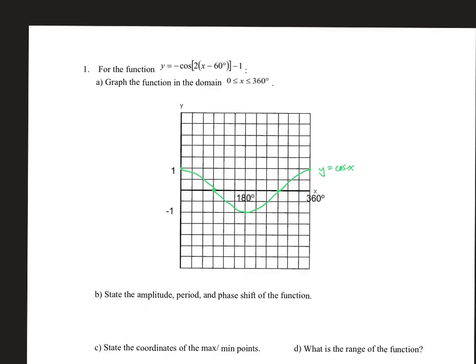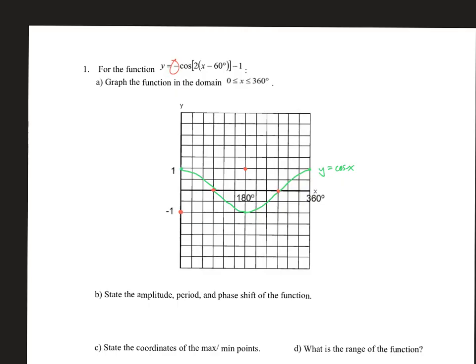So I'm going to deal with the transformations in parts. The first one that you'll see me highlight in red, I'm going to deal with that negative. And we know that that negative would be a reflection in the x-axis. So this maximum that occurs at 1 would get reflected across the x-axis to a minimum at -1. Any points on the x-axis would stay the same.